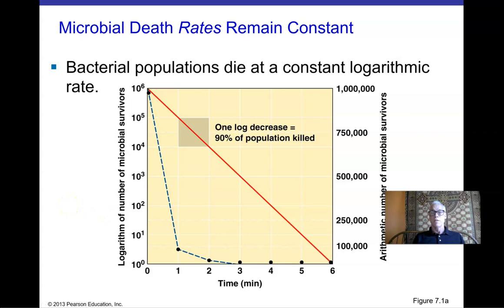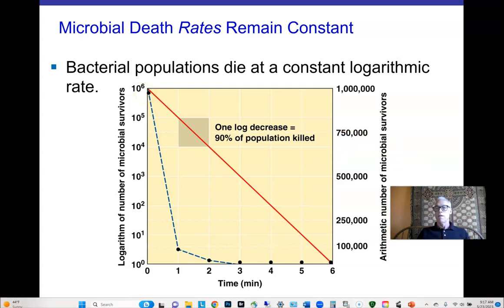Under set conditions, microbes die at a set rate, and it produces an interesting logarithmic change in the number of surviving microbes. So if you look on the right side of this graph, this axis, that's the actual number of surviving microbes, and we start out with 1,000,000. Over a period of time, it's going to drop precipitously because in this particular case, we're talking about conditions that will kill 90% of the microbes in 1 minute.